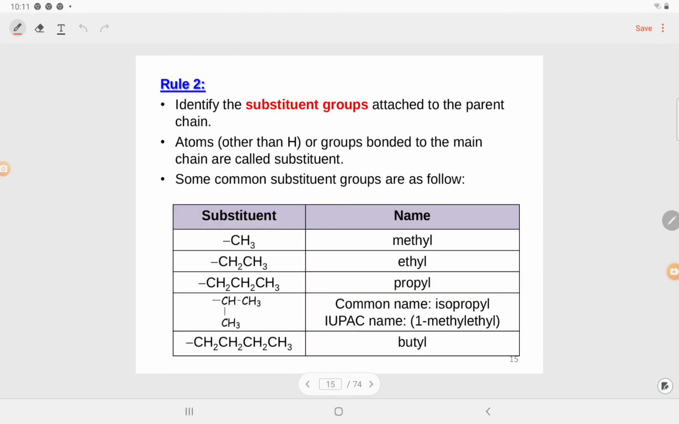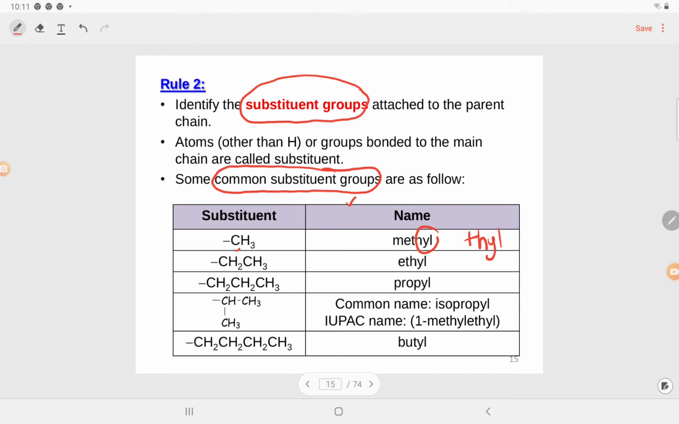Okay, rule number 2. After you already identify your parent chain that contains the longest carbon, you must find out the substituent group that is really attached to your parent carbon. So we have several common substituent groups, and you must remember the name. If we have several carbon, we become the group of substituent. The naming of them must be labeled with -yl at the end of the substituent name.